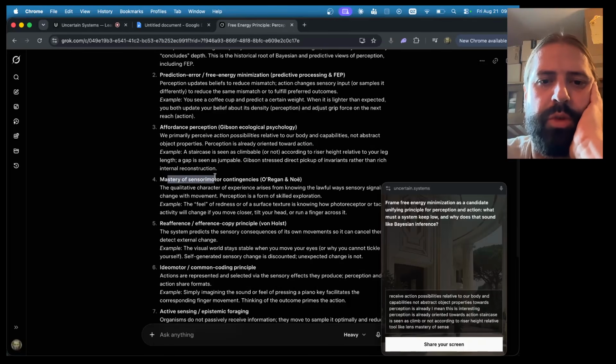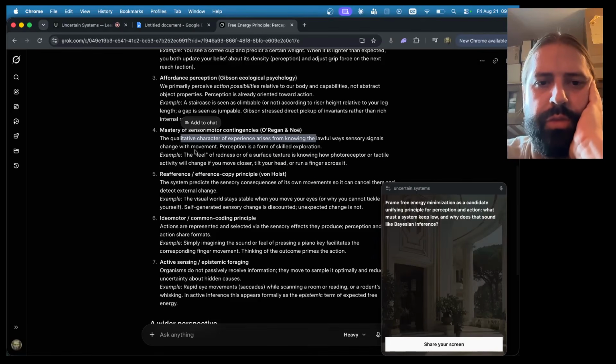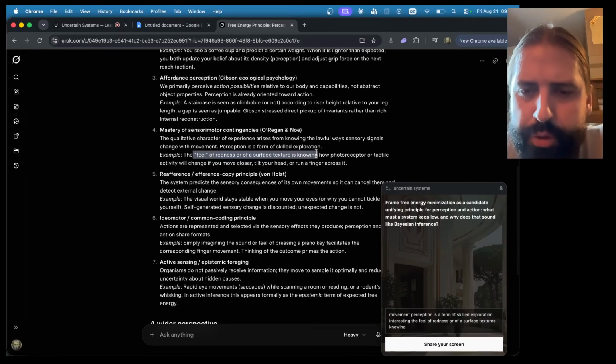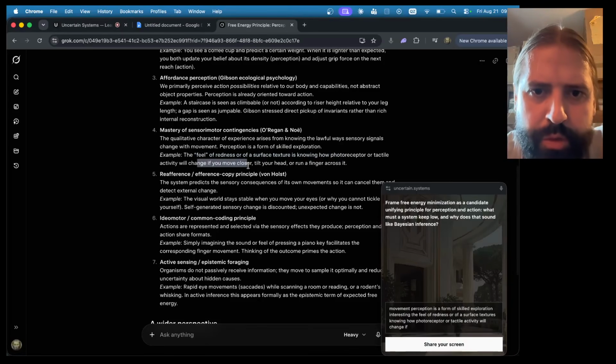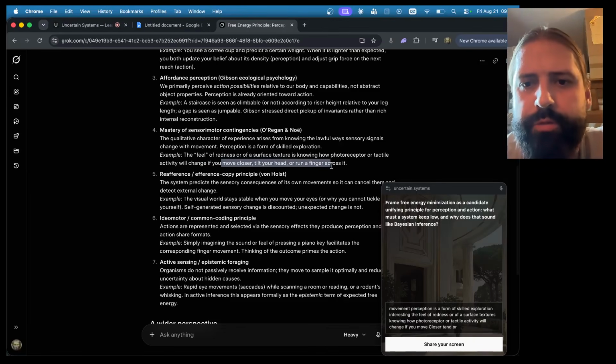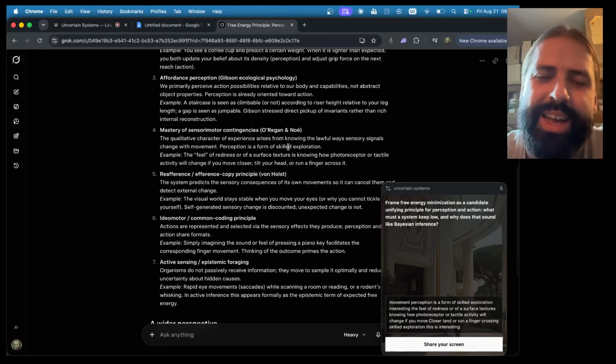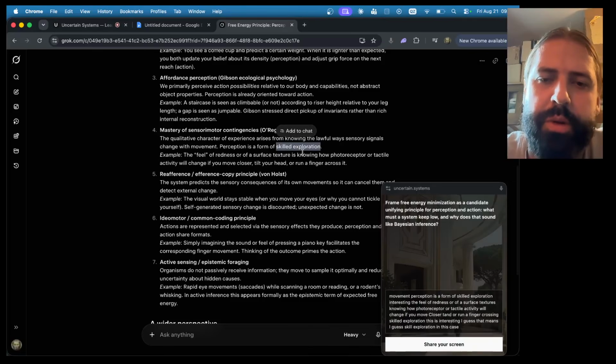Mastery of sensorimotor contingencies. The qualitative character of experience arises from knowing the lawful ways sensory signals change with movement. Perception is a form of skilled exploration. Interesting. The feel of redness or of a surface texture is knowing how photoreceptor or tactile activity will change if you move closer, tilt your head, or run a finger across it. Skilled exploration, this is interesting. I guess skilled exploration in this case probably just means action.